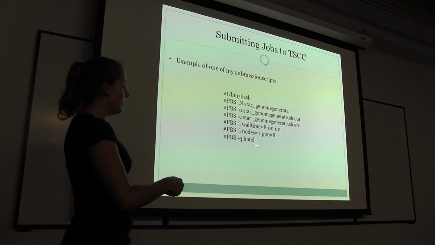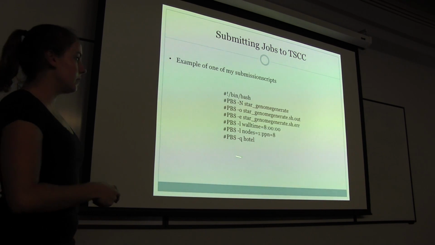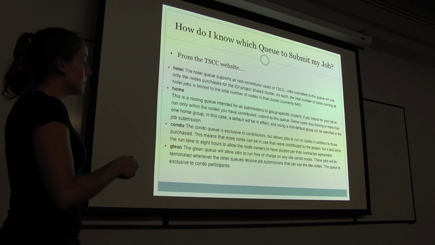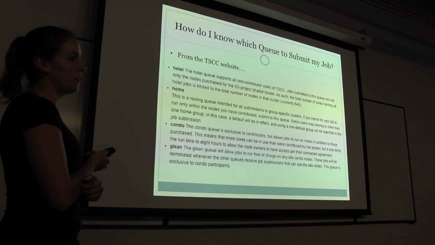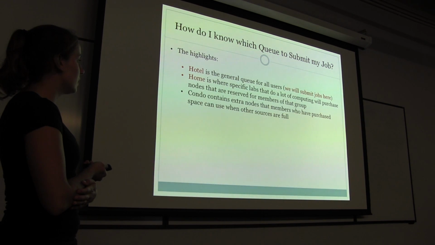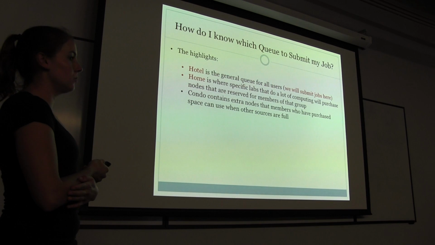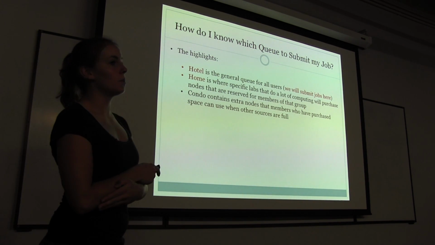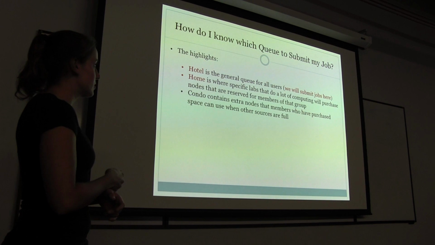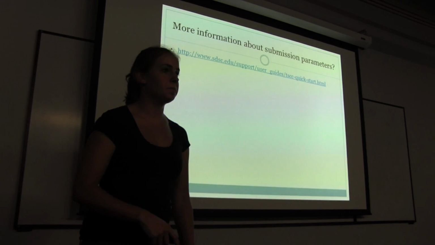Then a particular wall time, and you'll see here, I was reserving 1 node and 8 processors per node, and the queue that I was submitting to is hotel. So these are the different queues that are available on TSCC. You can read more about this on their website. We are going to submit the jobs to hotel. This is a general queue for all users, and I think what you will have access to as a UCSD train account. And if you want more information on this, you can find it on the TSCC Quick Start User Guide.